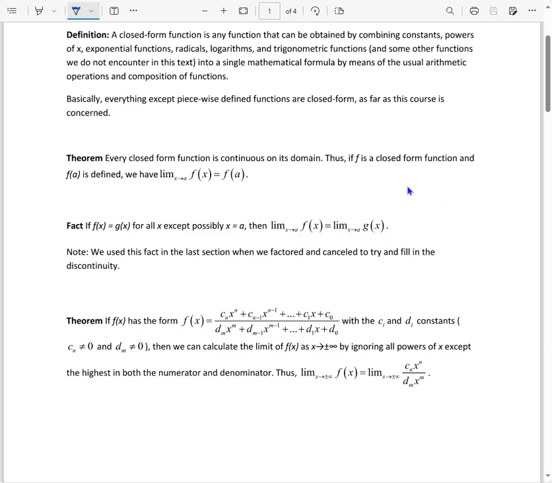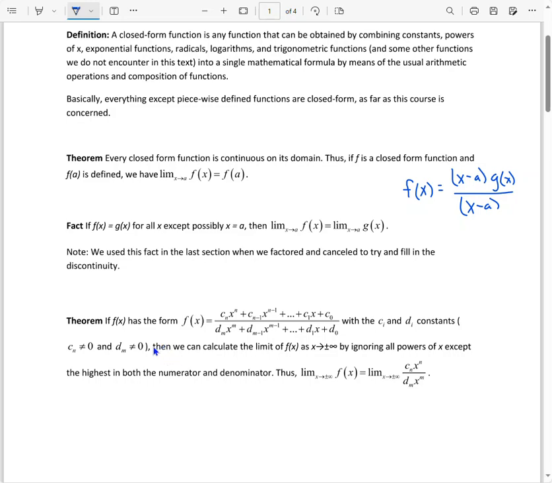And what that really says is, if you could rewrite f of x as x minus a times g of x over x minus a, and that part of the function g of x might have a ratio to it, right? It might be in the numerator and denominator. But if you could rewrite f so that its common factors are multiplied by this other function, the limits of f and the other function are going to be the same. We used this fact in the last section when we factored and canceled to try to fill in the discontinuity. So we used that fact before I told you it was a fact.